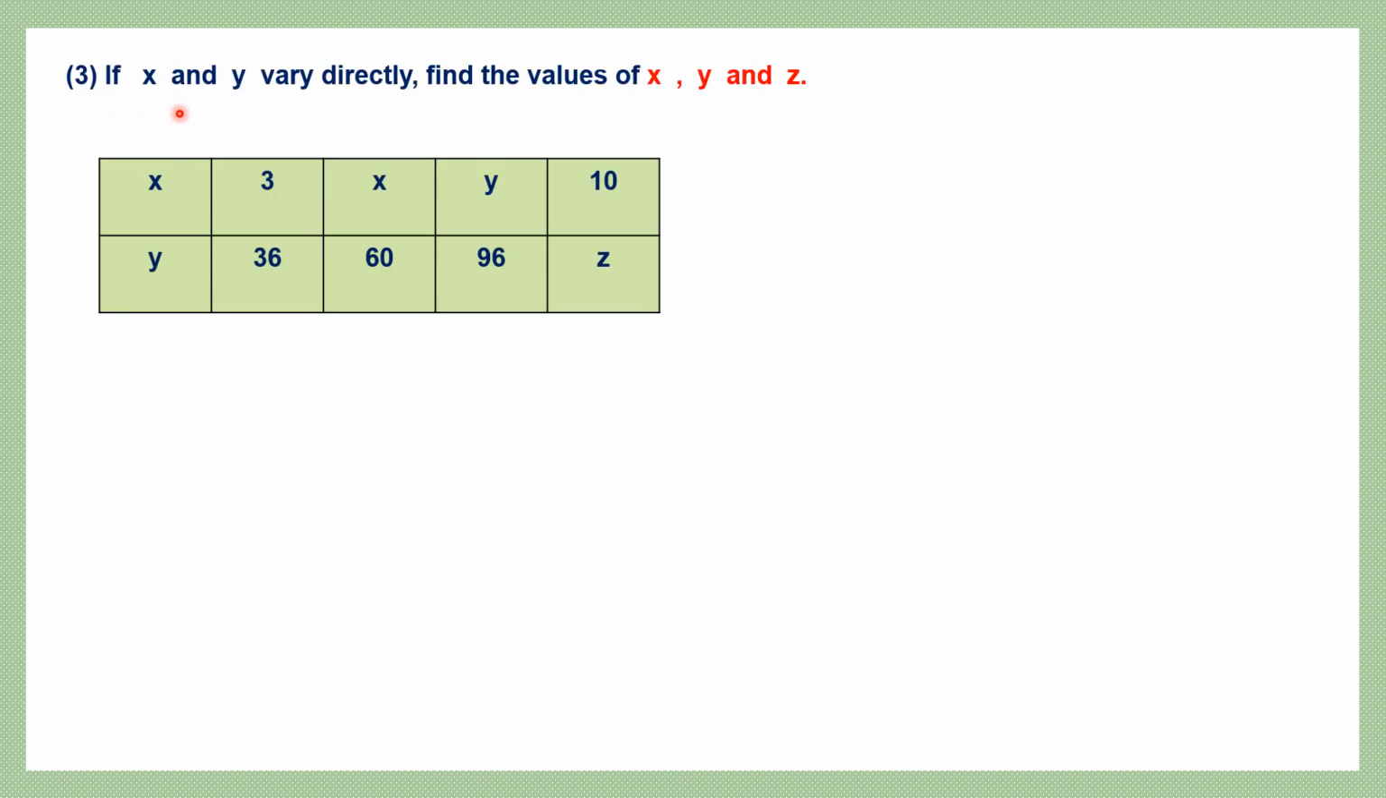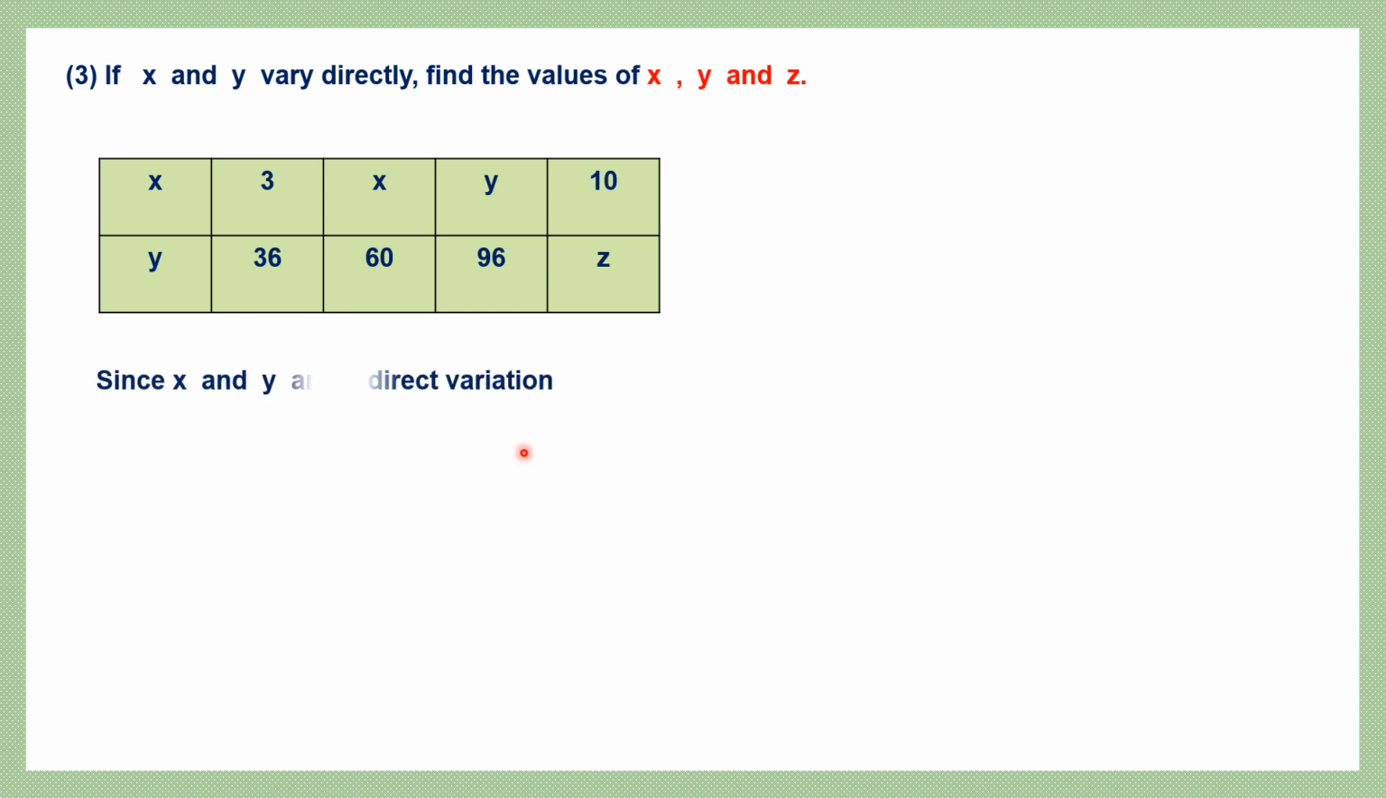Question 3. If x and y vary directly, find the values of x, y and z. So here as you can see, we have unknown values x, y and z. We have to find those values, and the only known values of x and y that vary directly are 3 by 36. The question says very clearly that x and y vary directly. So in that case, 3 by 36 is equal to x by 60. It's equal to y by 96. It's also equal to 10 by z.